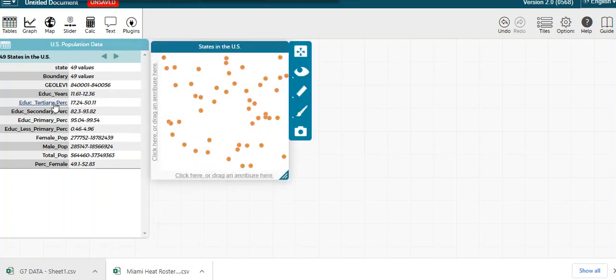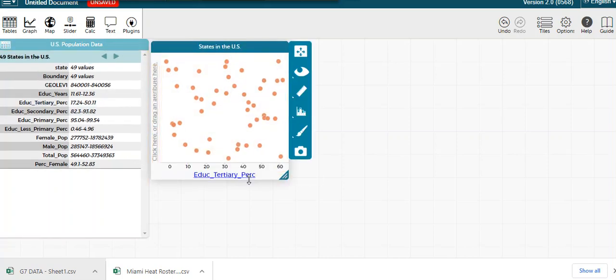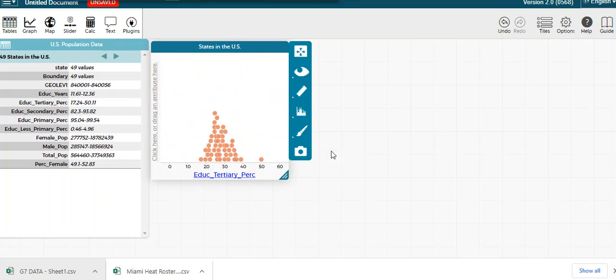And tertiary. So this is the percentage of people in this survey that went beyond high school. And you've got all of these states, and you see that they kind of clump here from 17% in West Virginia to 39% in Massachusetts, and then there's this one District of Columbia, 50.1.